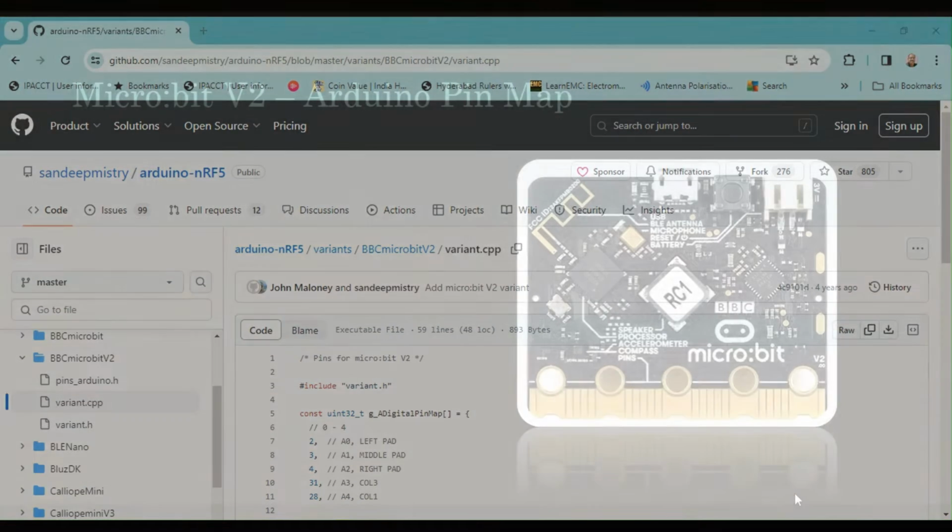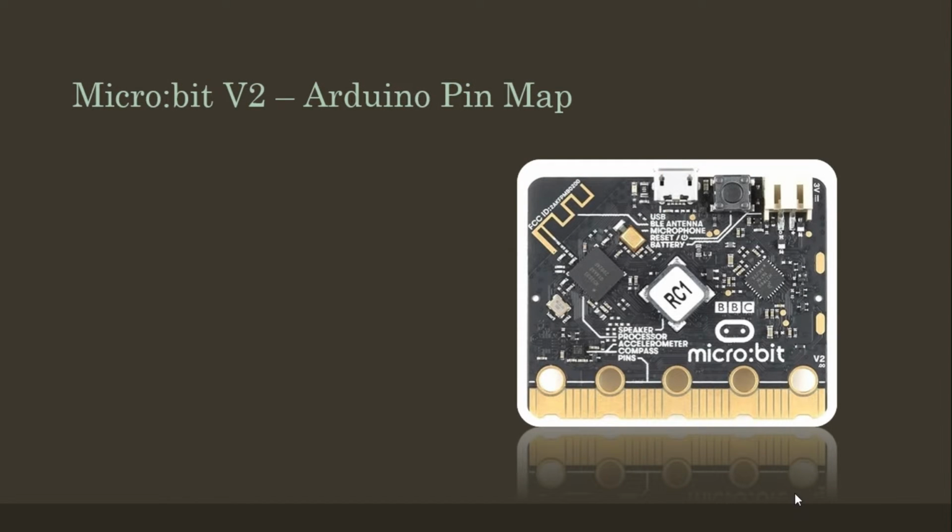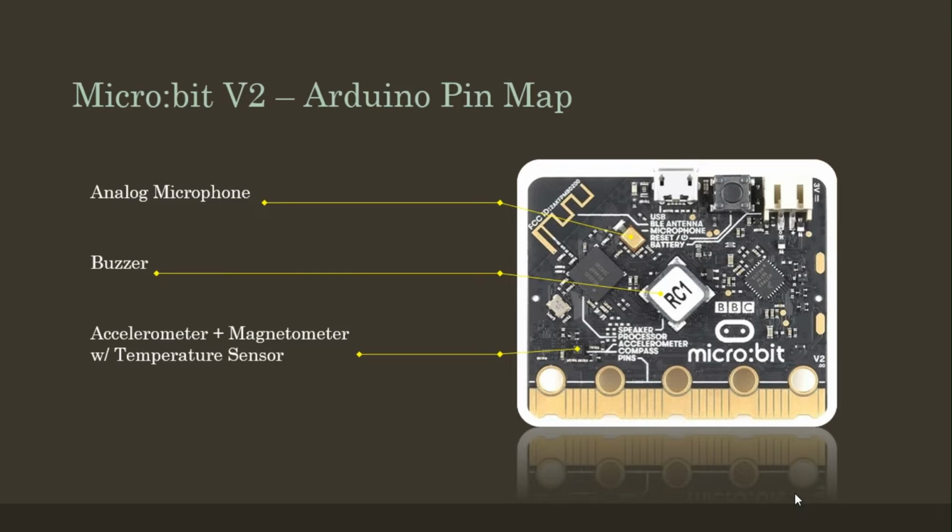The Microbit V2 board comes with more built-in gadgets than its predecessor. In addition to the standard features, the V2 board includes an analog MEMS microphone, a buzzer, and an accelerometer-cum-magnetometer with an embedded temperature sensor from ST Microelectronics. These onboard devices are extremely useful if you want to customize your board to play or move something in a specific way.